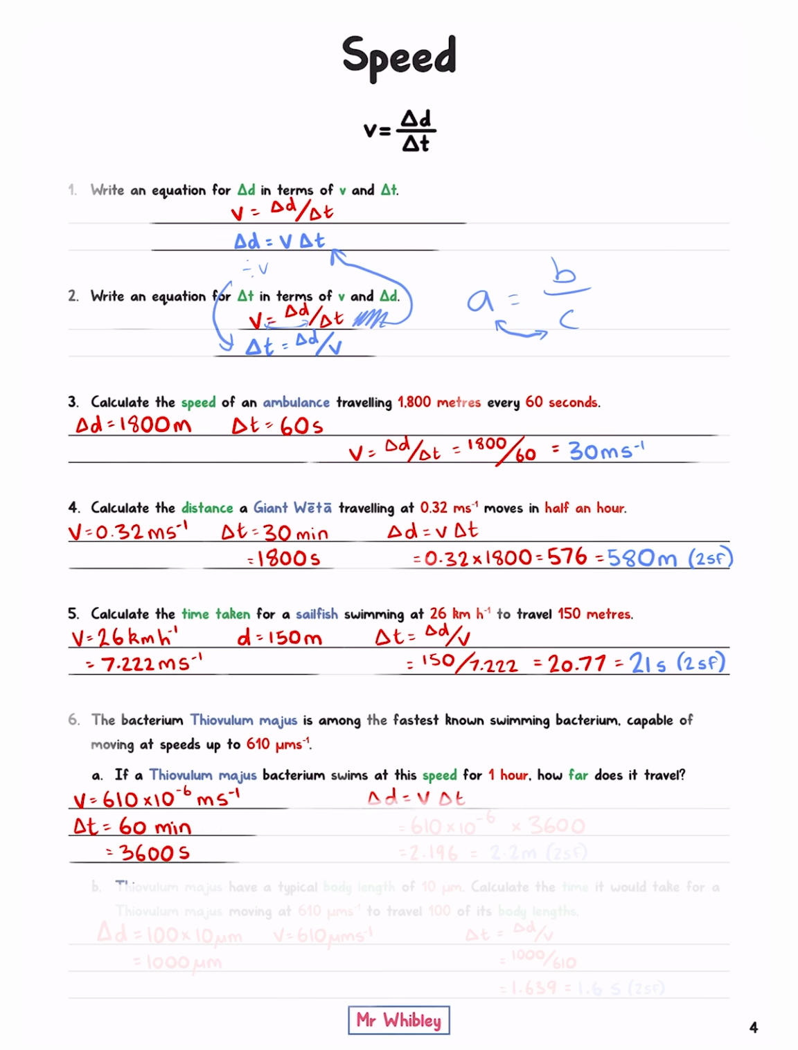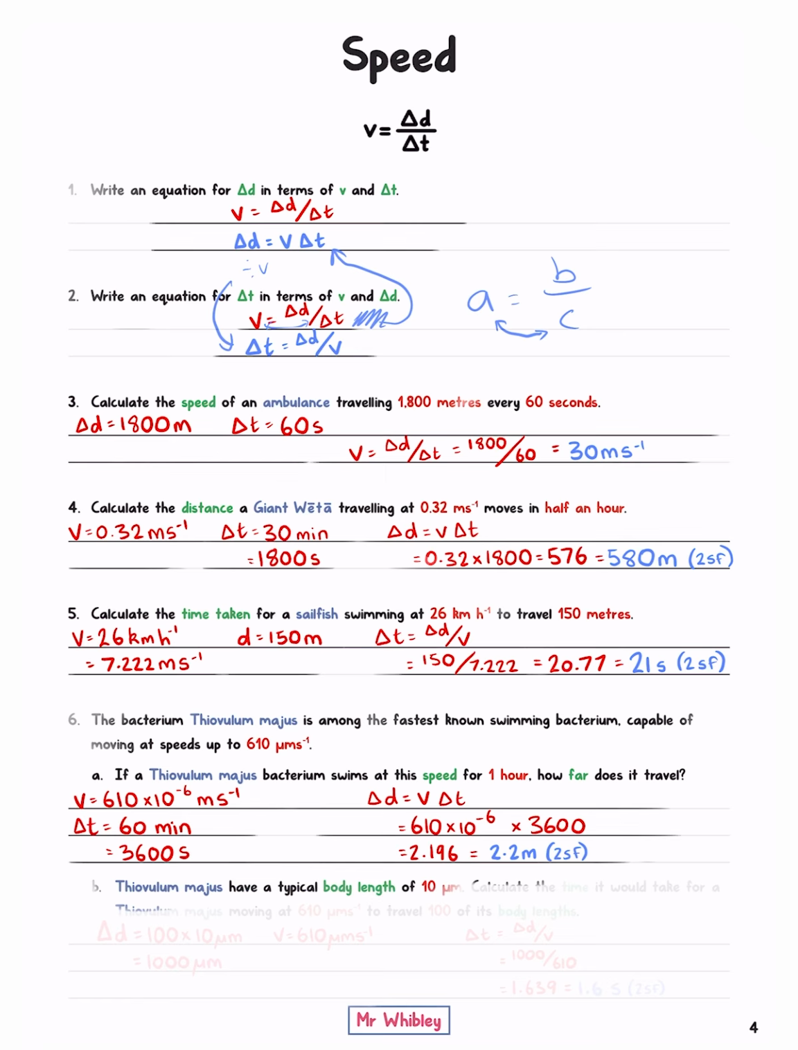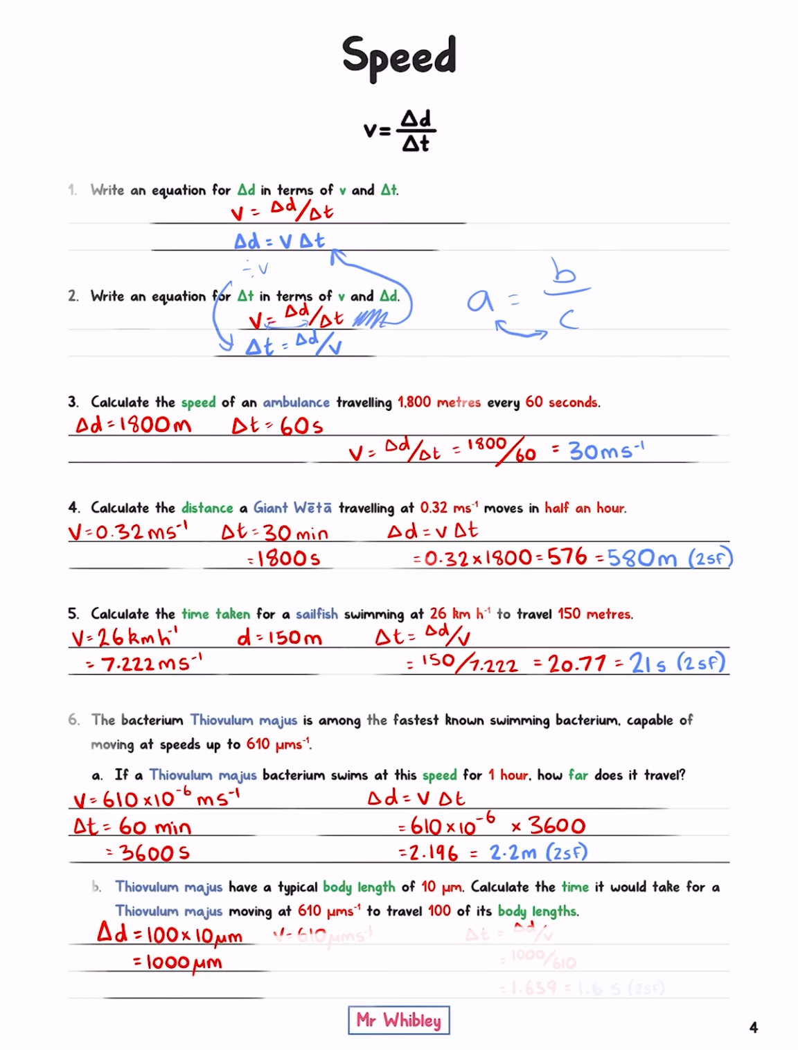Using our equation for delta D and putting our numbers in, gives us 2.196, or 2.2 meters to two significant figures. Thiovolum majus has a typical body length of 10 micrometers. Calculate the time it would take for this bacterium moving at 610 micrometers per second to travel 100 of its body lengths. 100 of its body lengths is 1,000 micrometers, and its velocity is once again 610 micrometers per second.